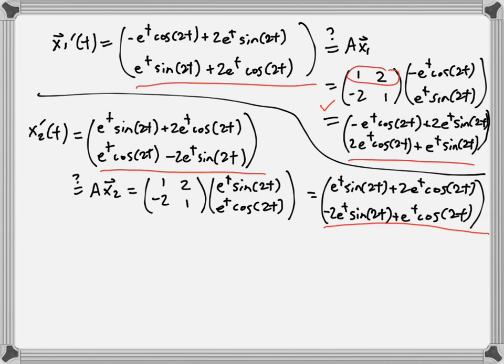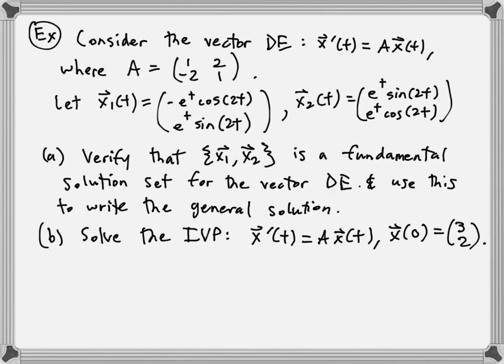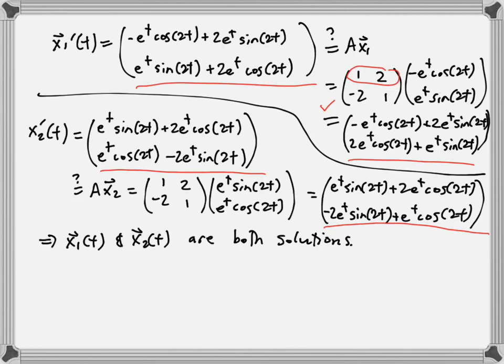So we have now checked, so what does this mean? This means that x1 of t and x2 of t are both solutions. But we're not done, right? Why are we not done? Because when it asks us to show that it's a fundamental solution set, it means we also need to show that they're linearly independent. So are they linearly independent?